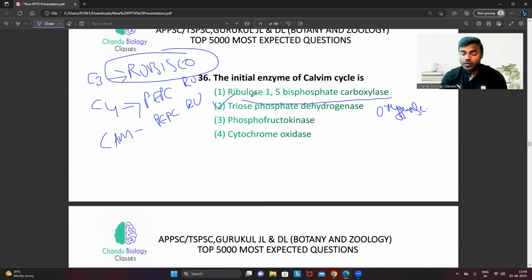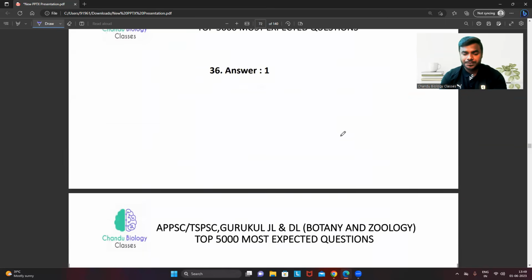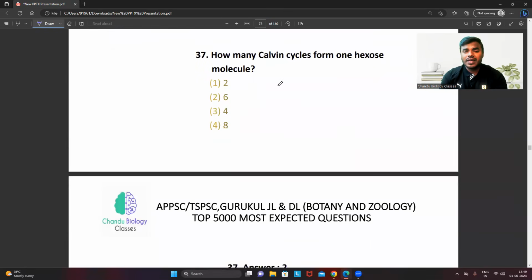Because, friends, Rubisco fixes the carbon also, and Rubisco fixes the oxygen also. Never ever get confused with that point. Now, how many Calvin cycles will be required to form one hexose? What is hexose here? That is the glucose. In tomorrow's class, automatically you will understand the concept crystal clearly.